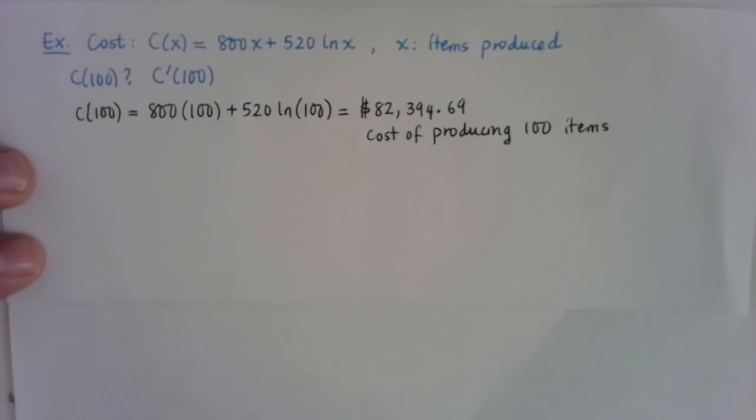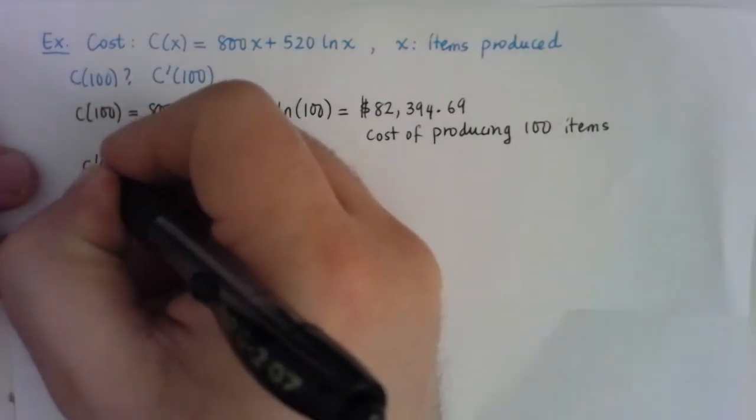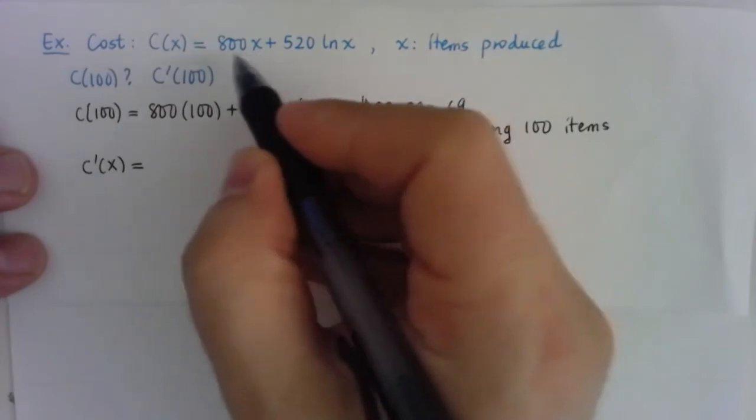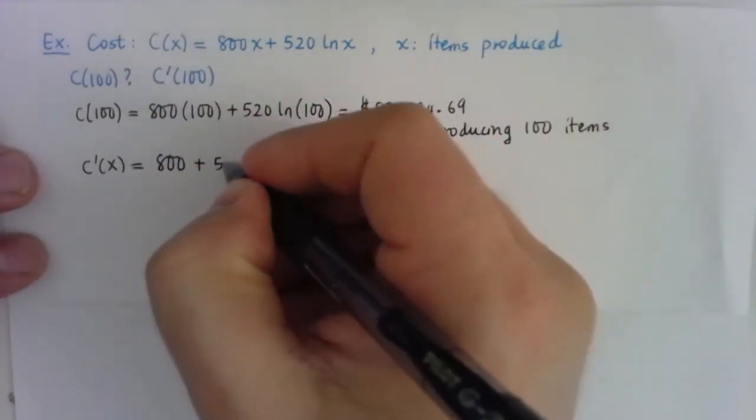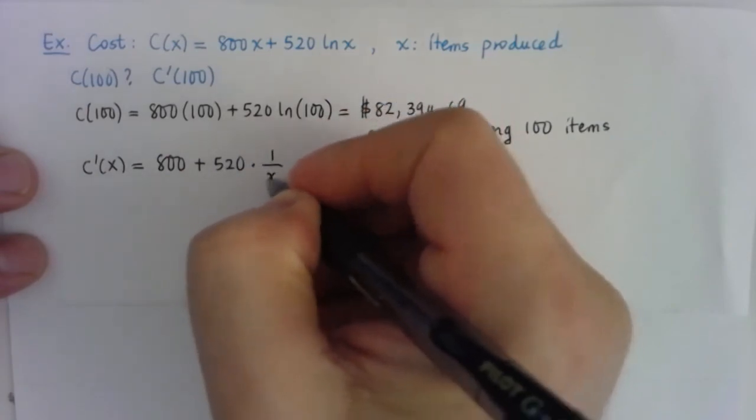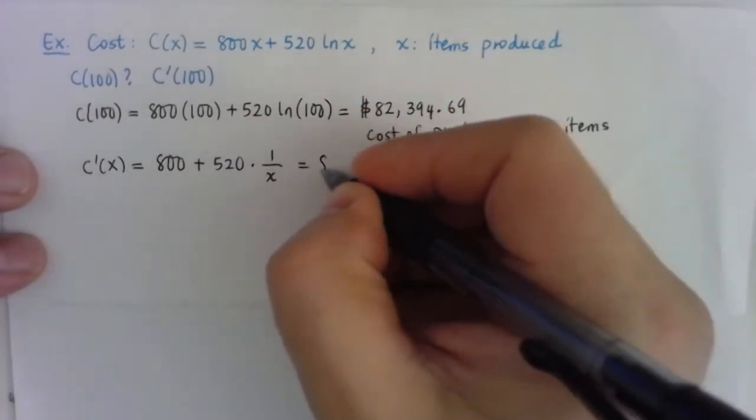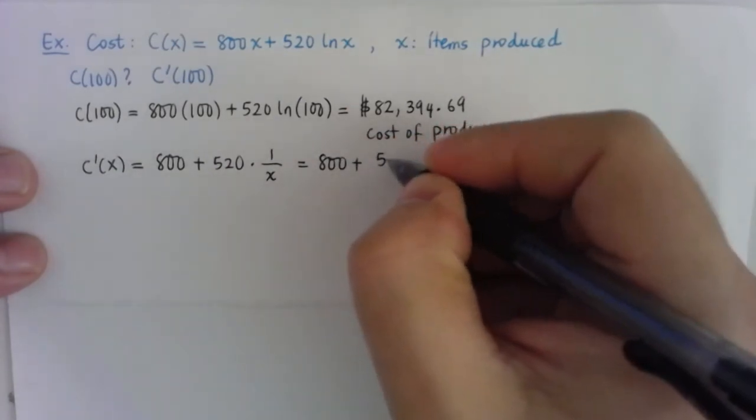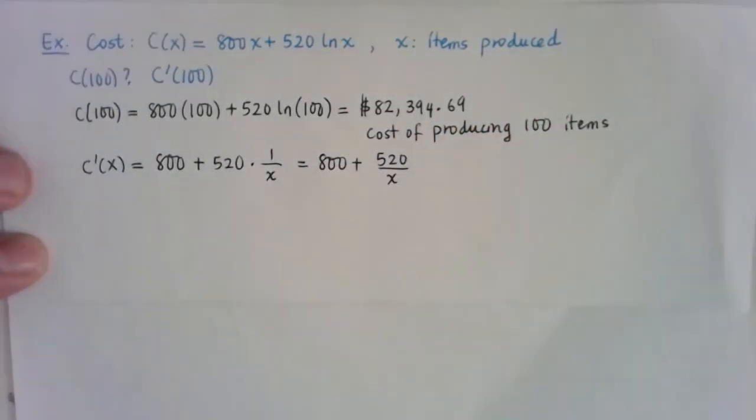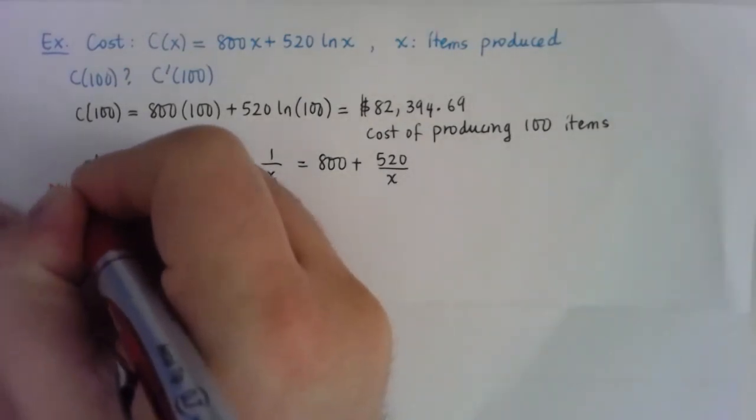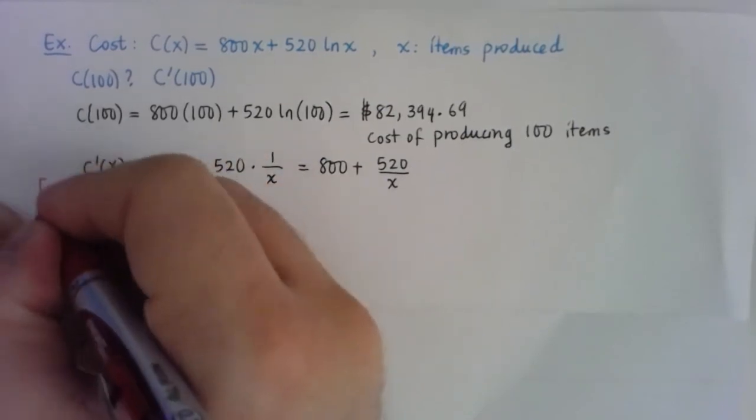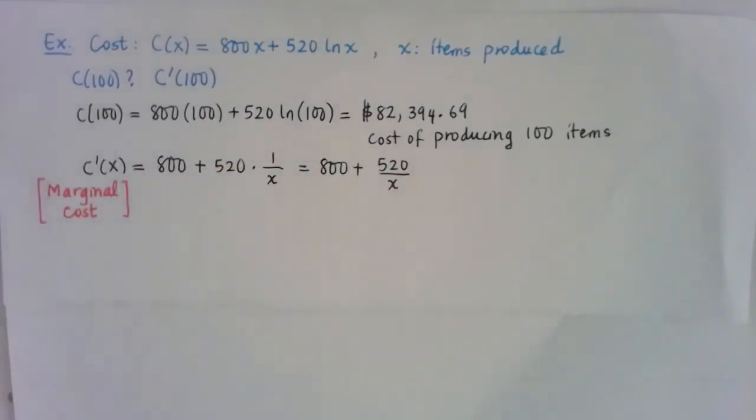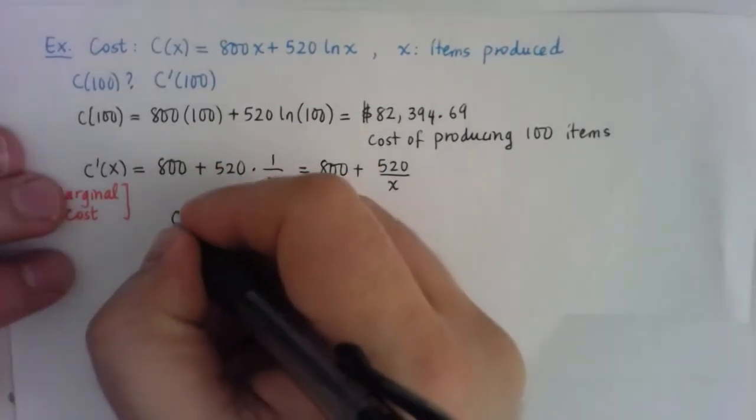If you want to find the rate of change now, you need to find c prime of x. You see, the derivative of 800x is just 800, plus 520 times ln x, whose derivative is just 1 over x. So you get 800 plus 520 over x. This is the derivative of the cost function. We call this derivative of cost the marginal cost. Let me just write that definition right here, which might be helpful. Marginal cost.